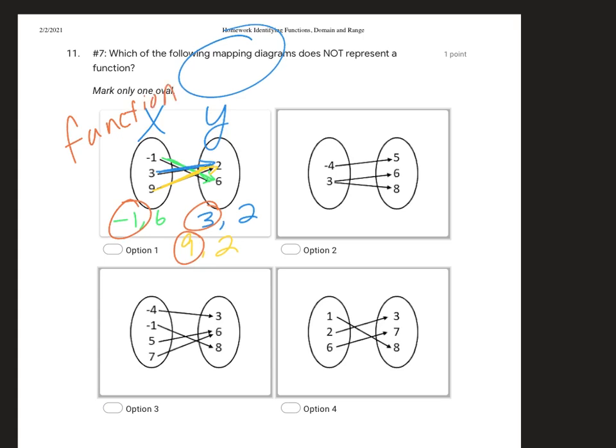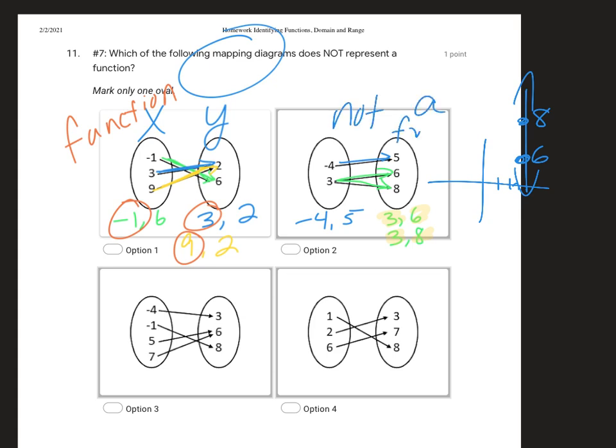Whereas, compare that to option 2. So here you've got an arrow going from -4 to 5. So you've got -4, 5. Here you've got an arrow that goes from 3 to 6. So you've got the ordered pair 3, 6. But you also have an arrow going from 3 to 8. So you have two of the same x values that have different y values. So if you graphed them on a graph, they would be in two different places. They would both be over 3, but one would be at 3, 6, and one would be at 3, 8. So they would be right on top of each other. So that would be not a function.